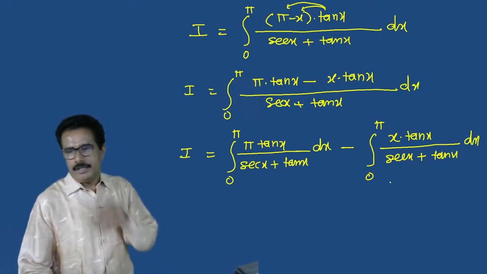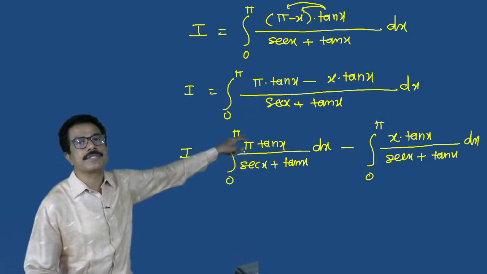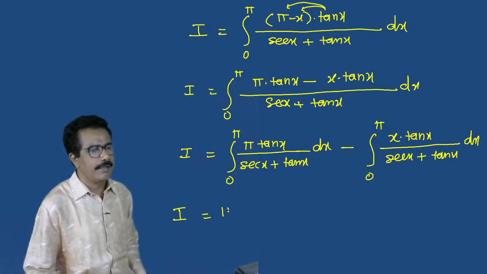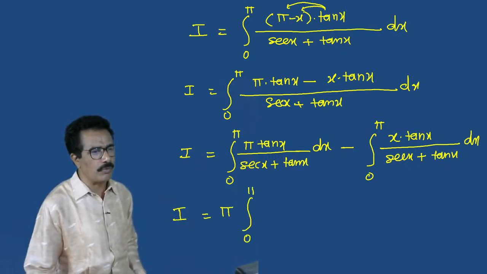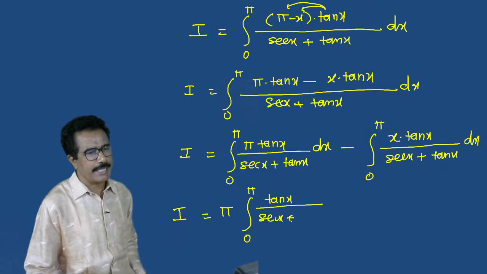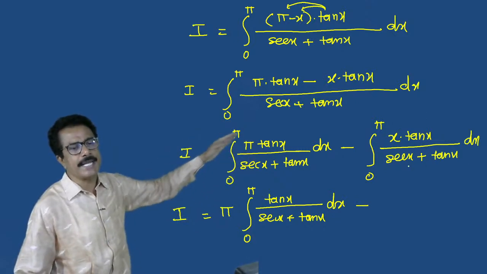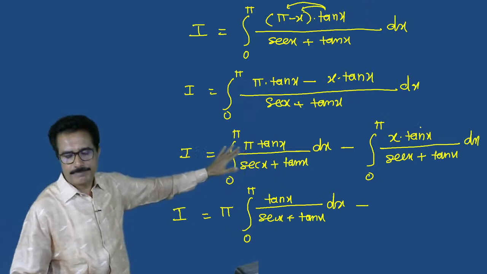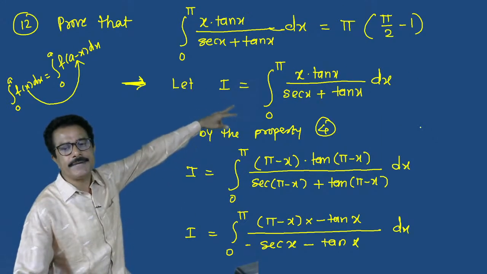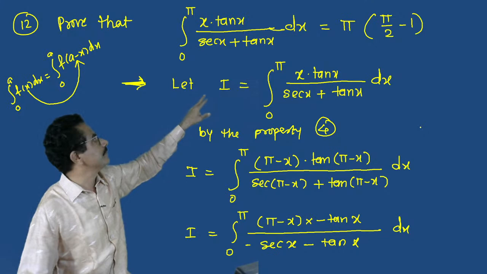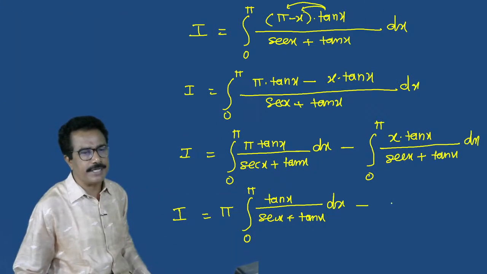Okay. Now see this, here pi is a constant, so we can take this pi out of the integral. Our integral becomes pi times integral from 0 to pi tan x divided by sec x plus tan x dx, minus, see this, this is a repeated integral, 0 to pi x tan x divided by sec x plus tan x. So it is the repeated integral, and we can replace this x tan x divided by sec x plus tan x dx by I. So we can write this in I.